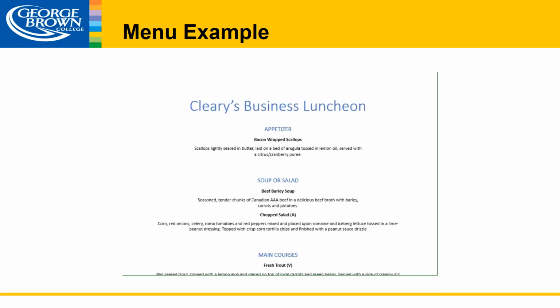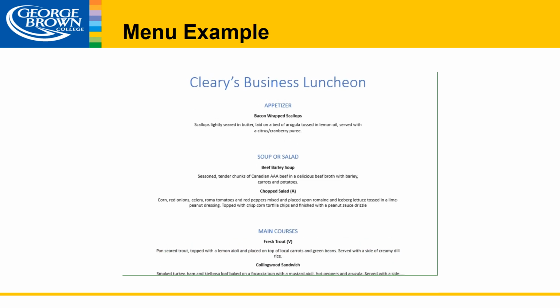So a brief overview of my menu. I've already told you that I have appetizer, soup, salad, main courses, and the desserts. For my appetizer, I have bacon wrapped scallops. The description on the menu is scallops lightly seared in butter, laid on a bed of arugula, tossed in lemon oil, served with a citrus cranberry puree.